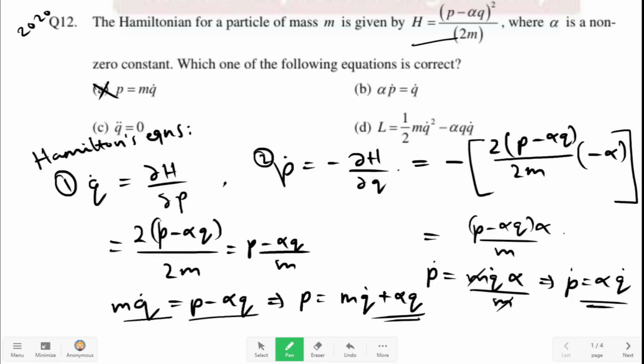Now option B says alpha p dot is equal to q dot, which implies p dot is equal to q dot divided by alpha. But we just obtained that p dot is equal to alpha q dot. Therefore option B is also incorrect. Now let us check if these two are correct or not, option C and D.